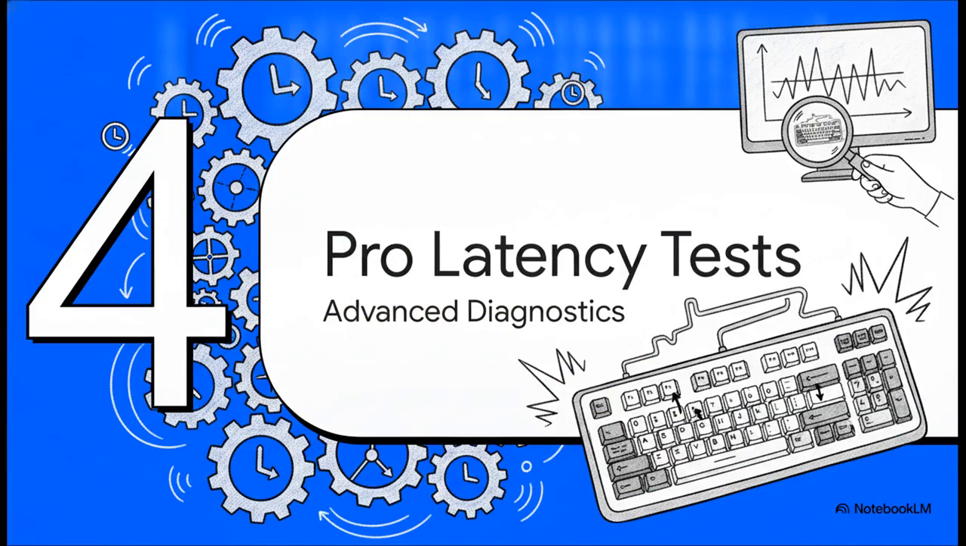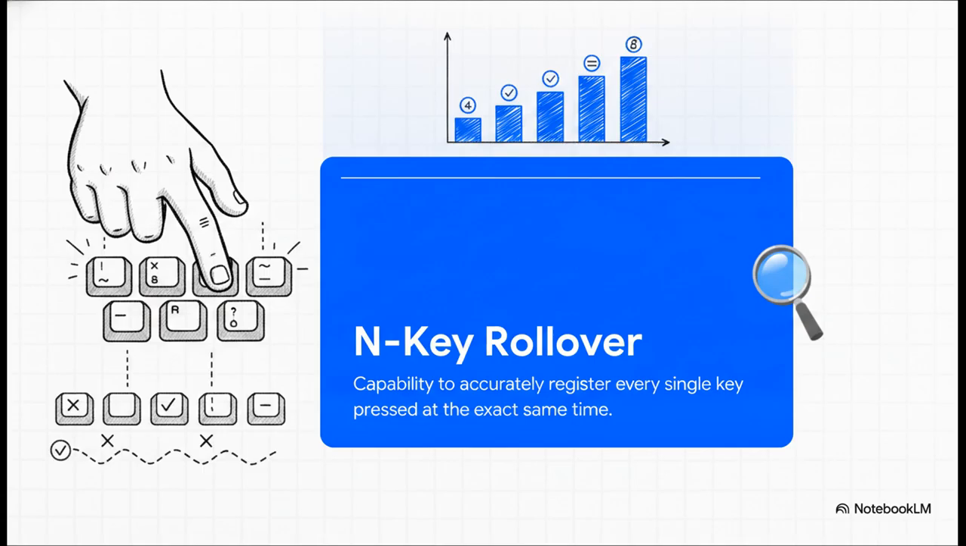Next up is Section 4, Pro Latency Tests, for some advanced diagnostics. Now, for those of you who really need to push your hardware to the absolute limit to track down these ghosting issues, let's look at the Pro tools. To combat ghosting, premium keyboards boast something called N-key rollover. This is essentially a keyboard's capability to accurately detect and register every single key pressed at the exact same time, no matter how many you hold down.